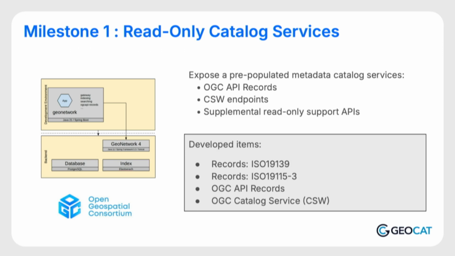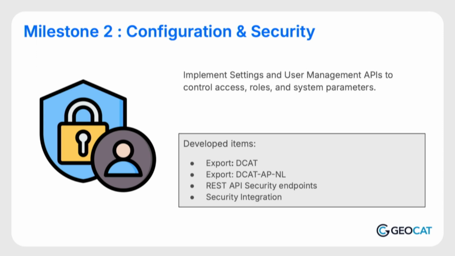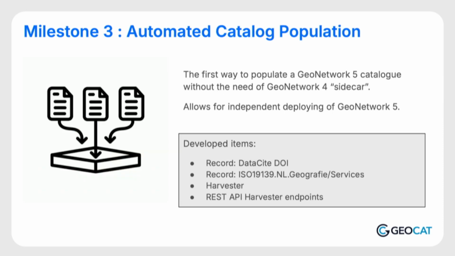The first module is to offer read-only catalog services. So OGC API Records will be one of the first GeoNetwork 5 pieces you can download and run alongside. It'll make use of the same Elasticsearch and database you're used to. We'll also have the CSW endpoint available. Milestone 2, we're going to start to add the configuration and security, so you can restrict what content is published and who it's available to, and we'll also test some of the newer formats at the same time.